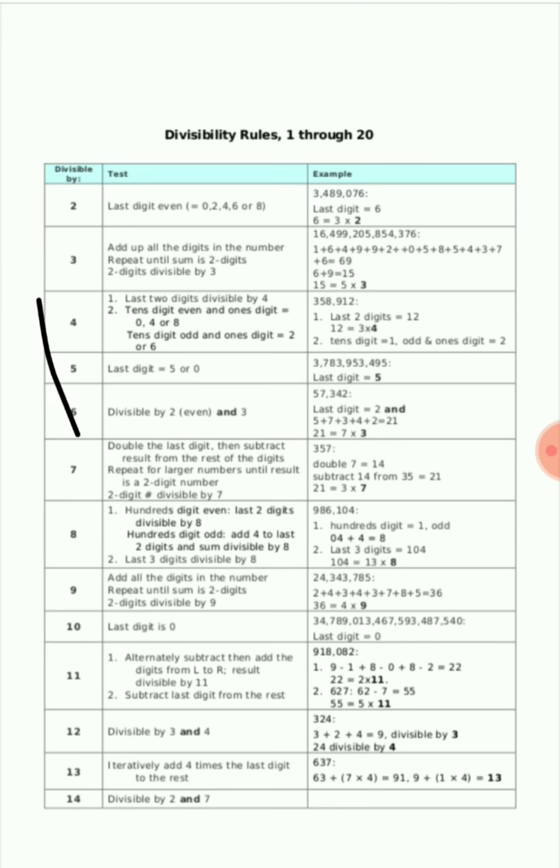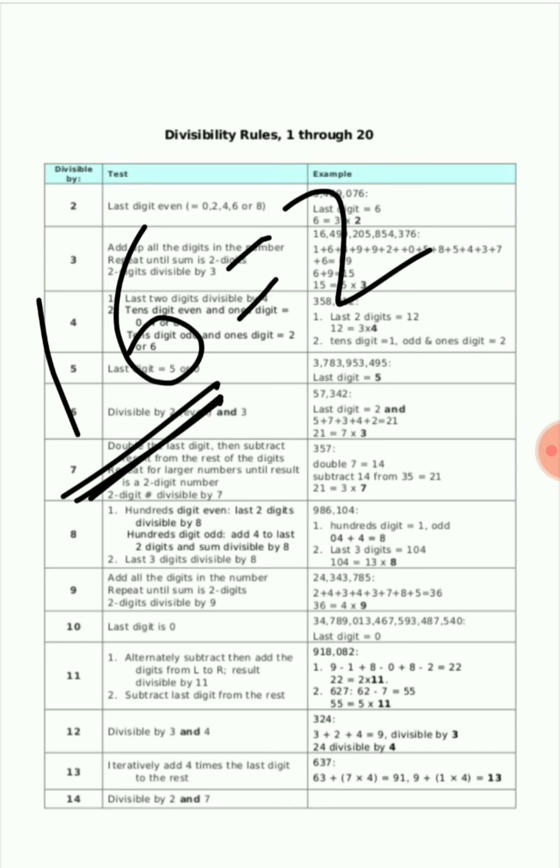When we check the divisibility rule by 16, what will we do? 16 is not a prime number. This will be 2 to the power 4. So we check the last 4 digits of the given number. If this number is divisible by 16, then the whole number is divisible by 16.